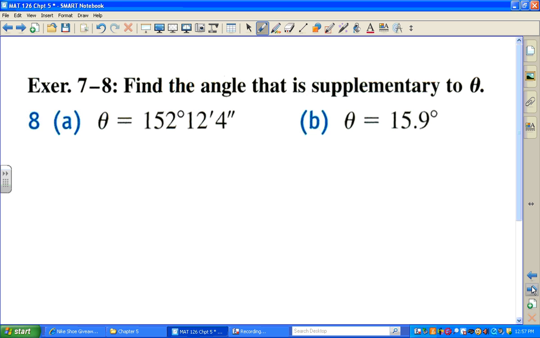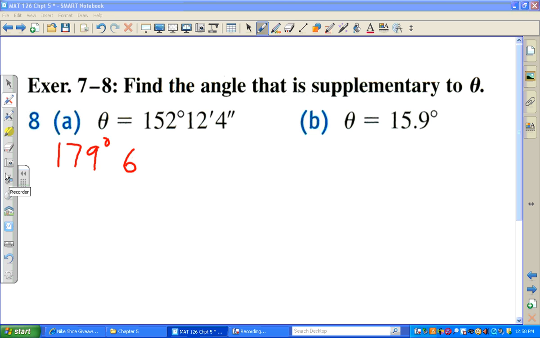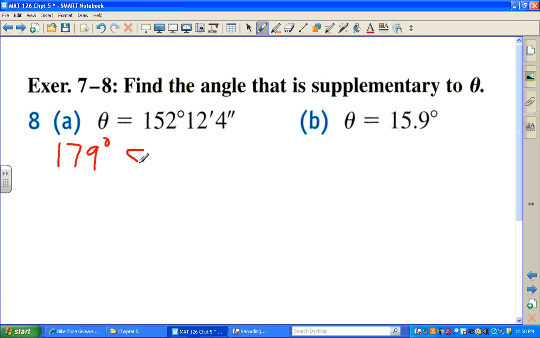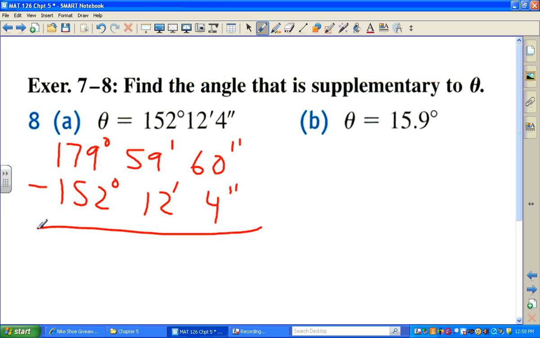What's supplementary mean? Equals what? 180. Fantastic. So if I write 180 as 179 degrees, 59 minutes and 60 seconds, I can subtract 152 degrees, 12 minutes, and 4 seconds to get my answer, correct? Supplementary means add up to 180, right?